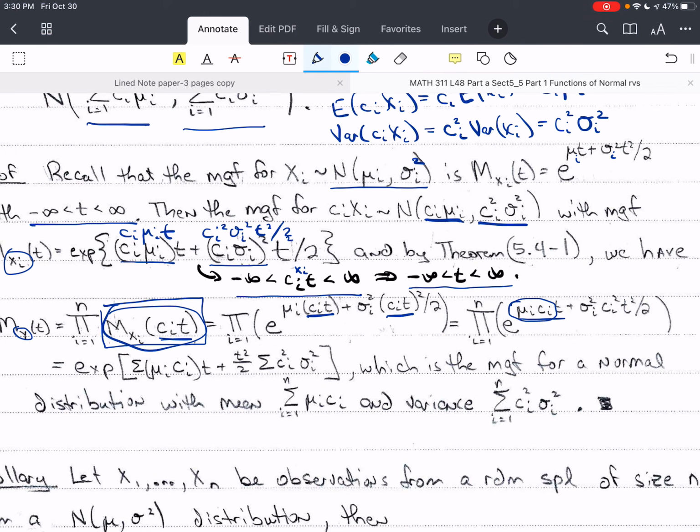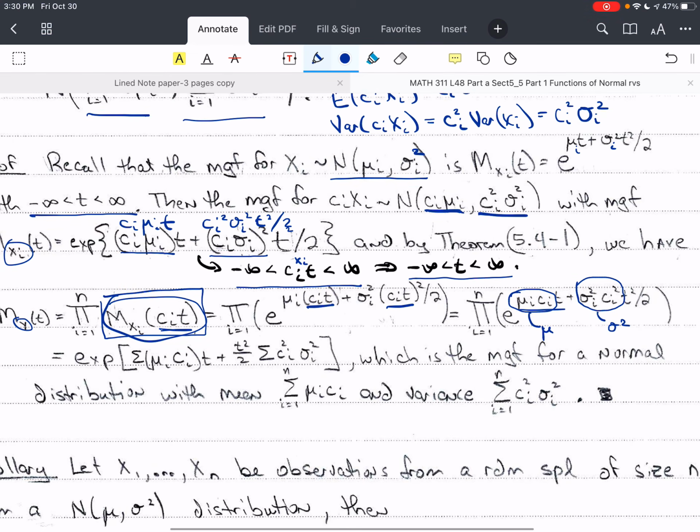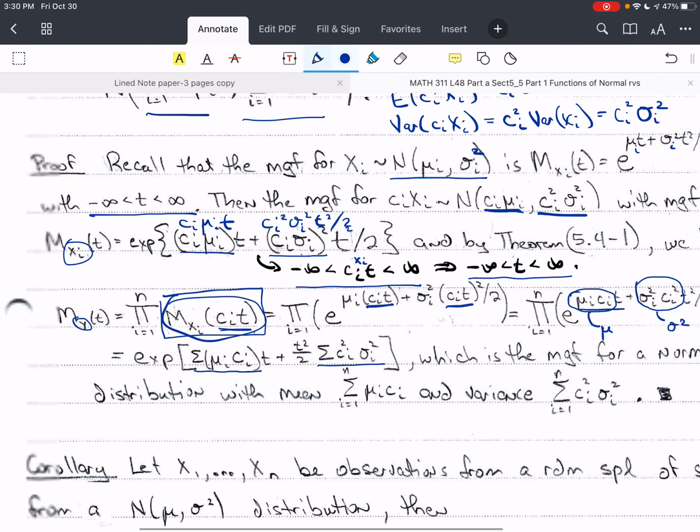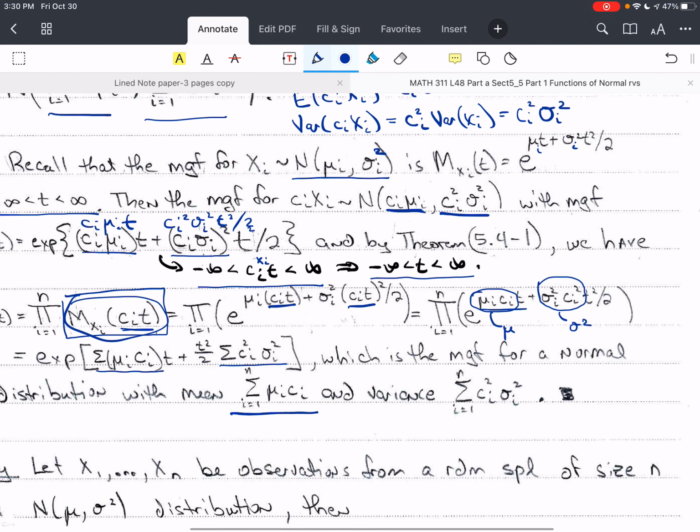mu, and we need to set this equal to sigma squared. So this is sigma squared, and this is mu of our new distribution. And so this is the exp of the sum of mu i ci t plus t squared over 2 times the sum of ci squared sigma i squared, and that is the moment generating function from a normal distribution with mean the sum of mu i ci, and variance the sum of ci squared sigma i squared.